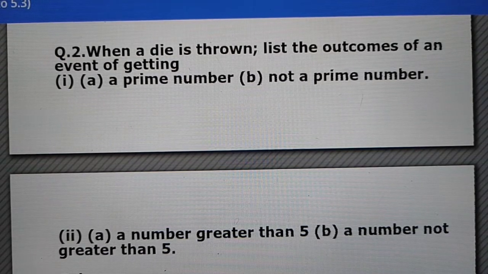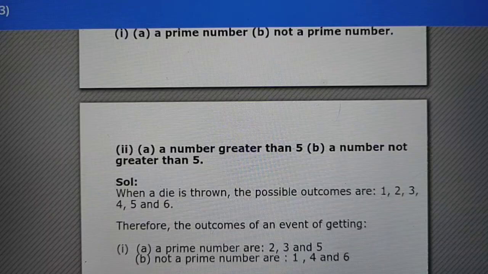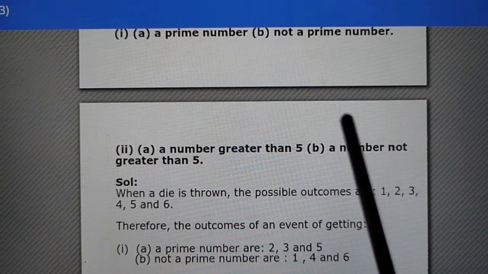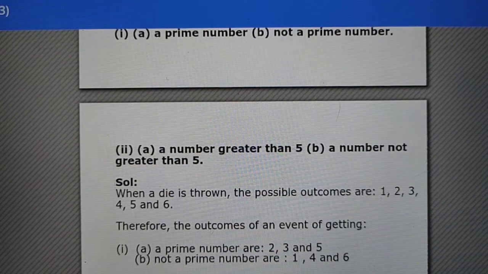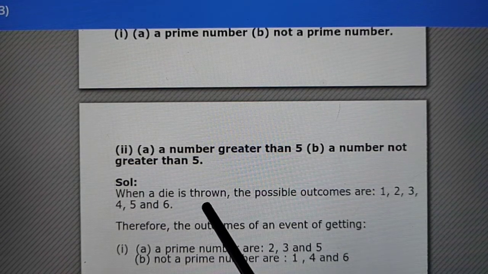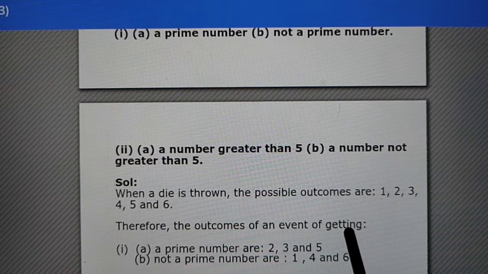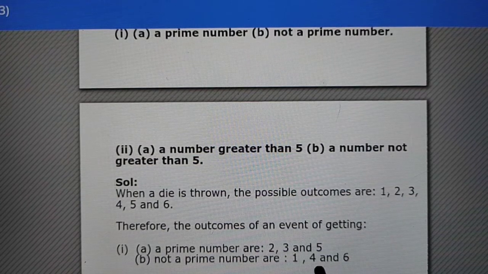Now understand the answer, how we can write the answer one by one. So students, the answer of the first question is we have to find out the prime numbers. So for the prime numbers, what are the prime numbers? When a die is thrown, the possible outcomes are 1, 2, 3, 4, 5 and 6. Therefore, the outcomes of an event of getting a prime number are 2, 3 and 5.